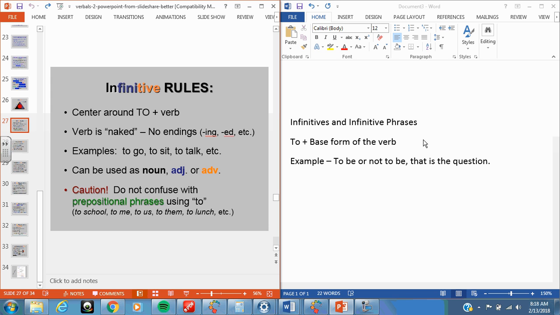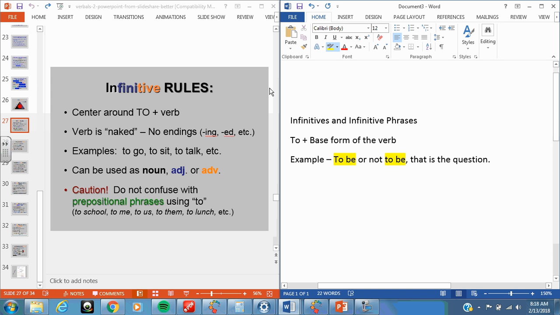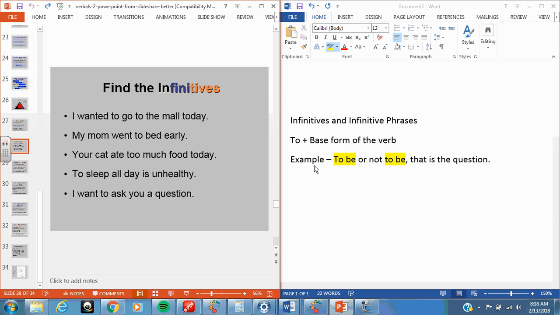So in this particular instance, what would the infinitive be for my example? So correct, you should have stated that both to be's are infinitives in this particular instance. So let's take a minute and let's just find the infinitives.